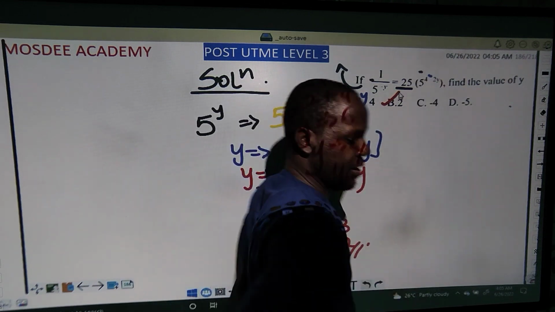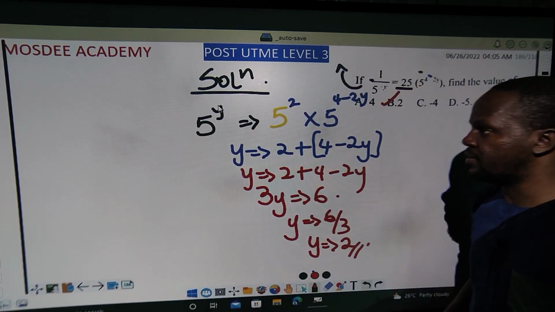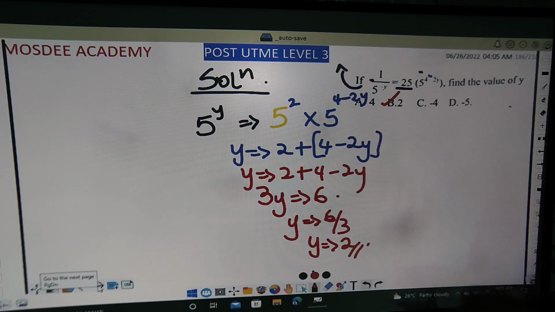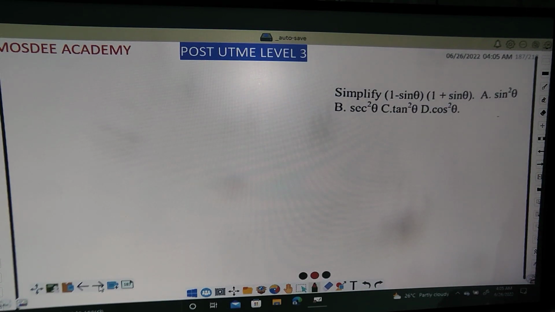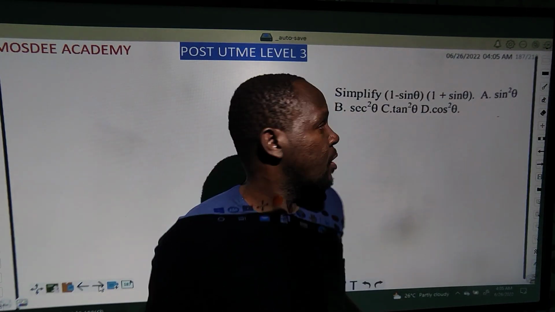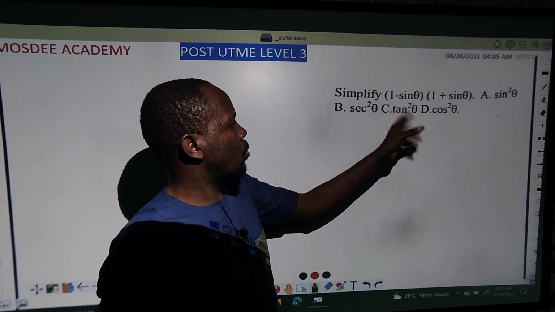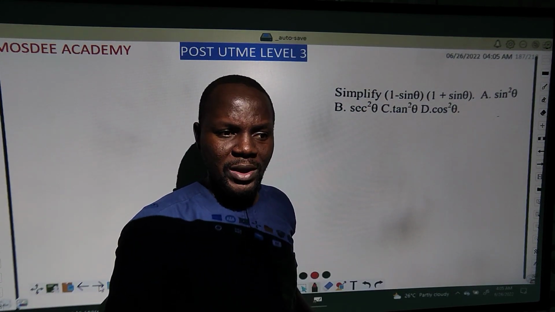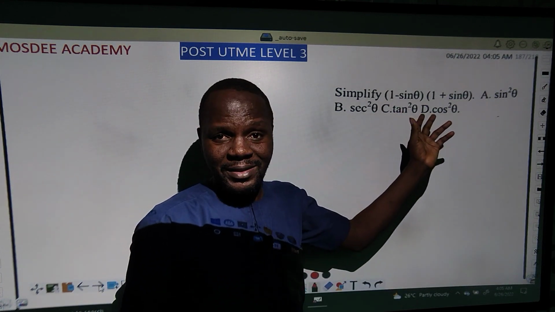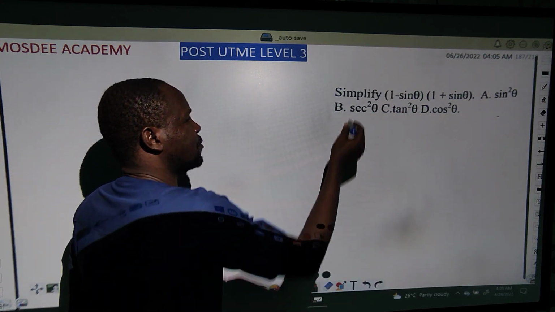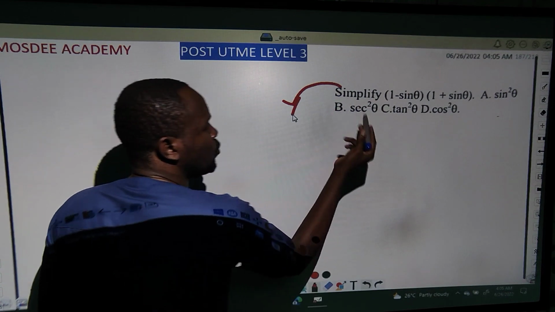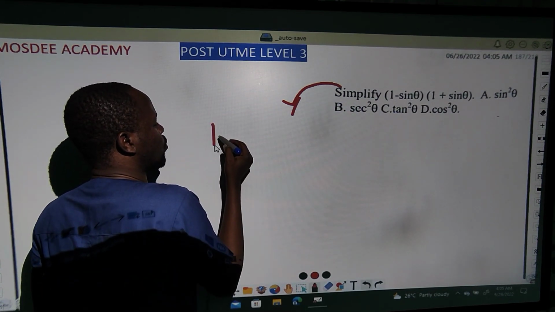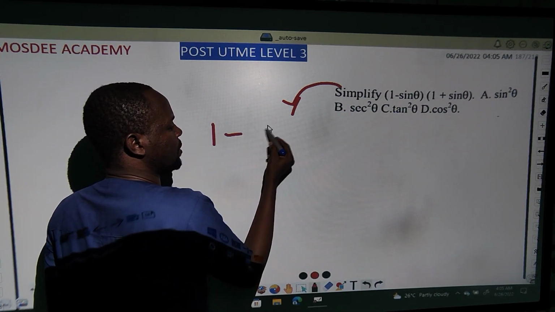Because of time, let's move at a good pace. Next, please. We've passed this level. Thank you very much, my dear admin. Next question says, we have to simplify 1 minus sine theta multiplied by 1 plus sine theta. Difference of 2 squares. I've told you, direct solution, use it. It will be 1 squared minus b squared.